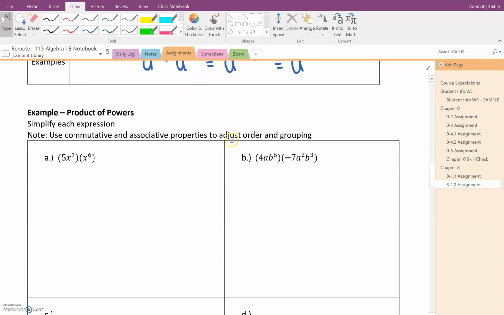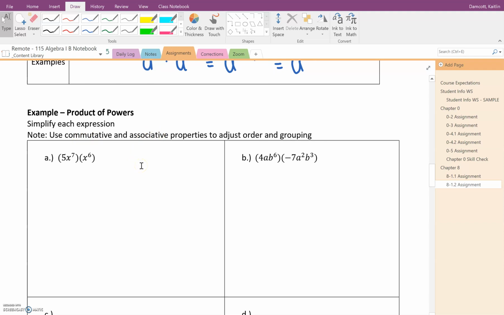Now we're going to take a second to look at some example problems. It says, example, product of powers, simplify each expression. And then it says, note: use the commutative and associative properties to adjust order and grouping. Commutative just means that we can change our order, and associative means that we can change our grouping.